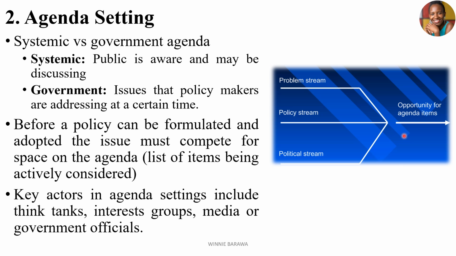So if it is systemic, you are looking in the public domain. So what is in the public domain that can be of interest that should be discussed? And then you can check in the policy stream, like what is in the existing policies that can be an area of discussion. And then politically, what are the policymakers thinking around? Or what are the politicians reasoning around that can be used for discussions?